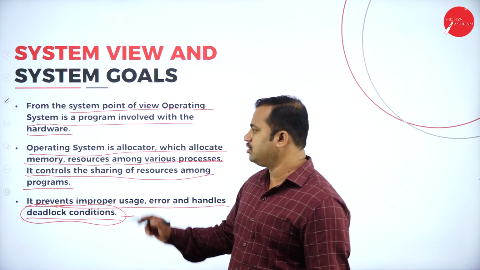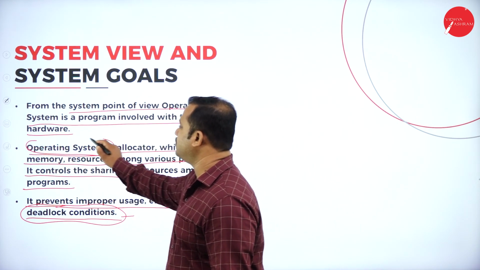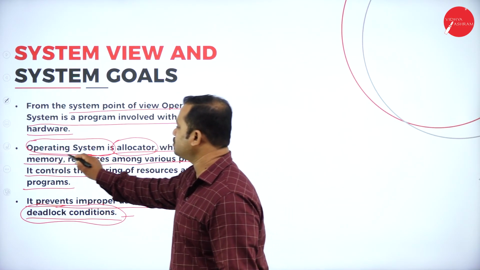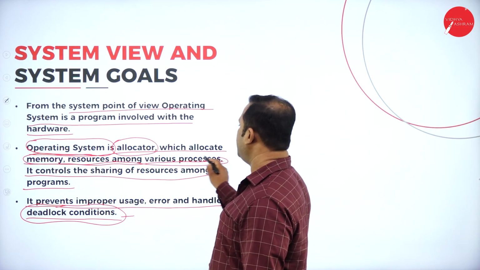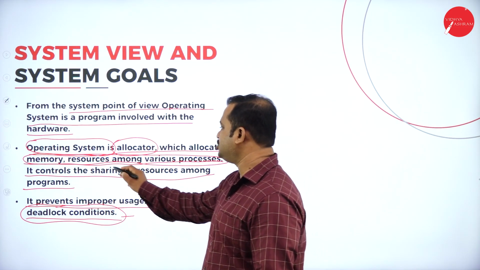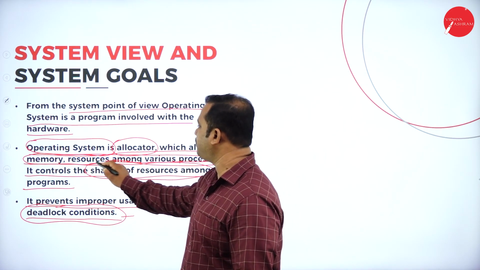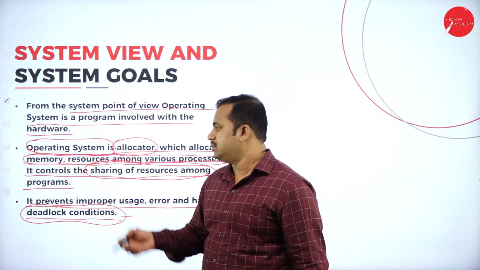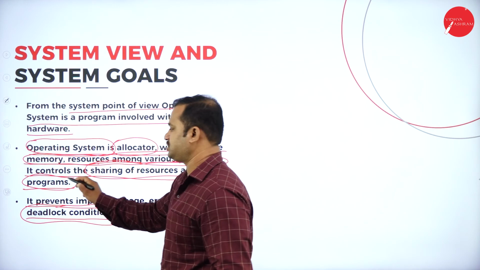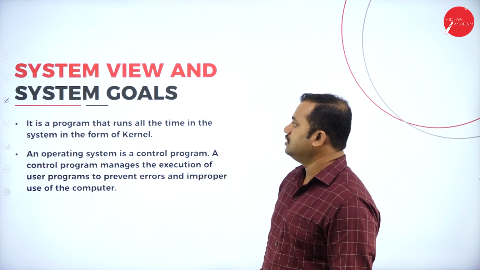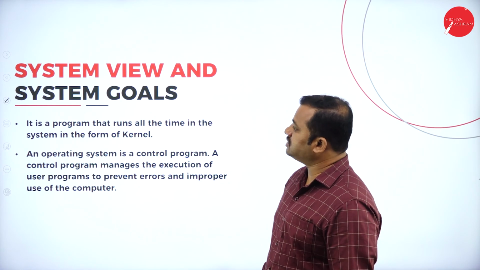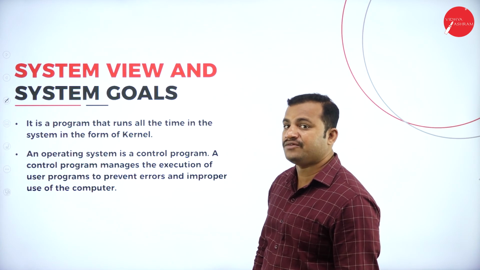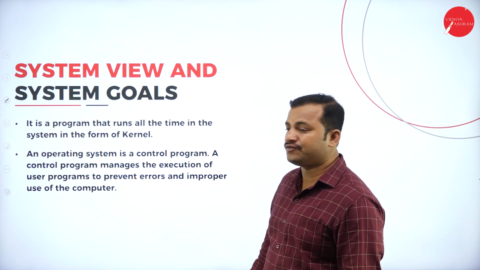So in order to avoid all these things, the operating system must be efficient enough to allocate resources, that is memory, among multiple users, so that the sharing of resources among multiple programs and users works according to the requirements of the users or programs. Then the system view and system goals. What is the objective or goal of a system, and how can we see the view of that system?